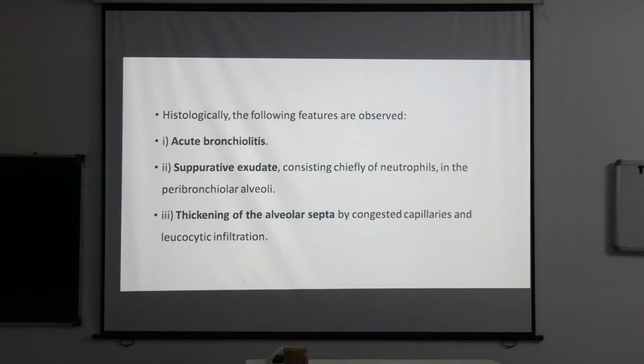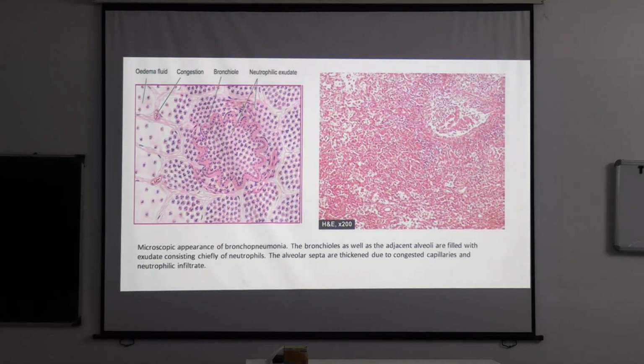Histological features: acute bronchiolitis, suppurative exudate consisting chiefly of neutrophils, thickening of the alveolar septa by congested appearance and lymphocyte infiltration. So, these are the edema fluid, these are neutrophils, congested areas, bronchioles, and these are the neutrophilic exudate in the bronchiole.